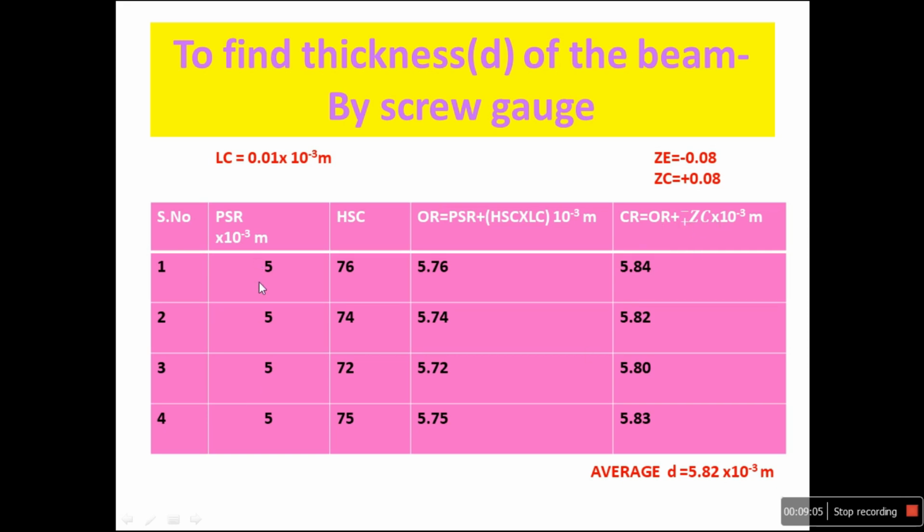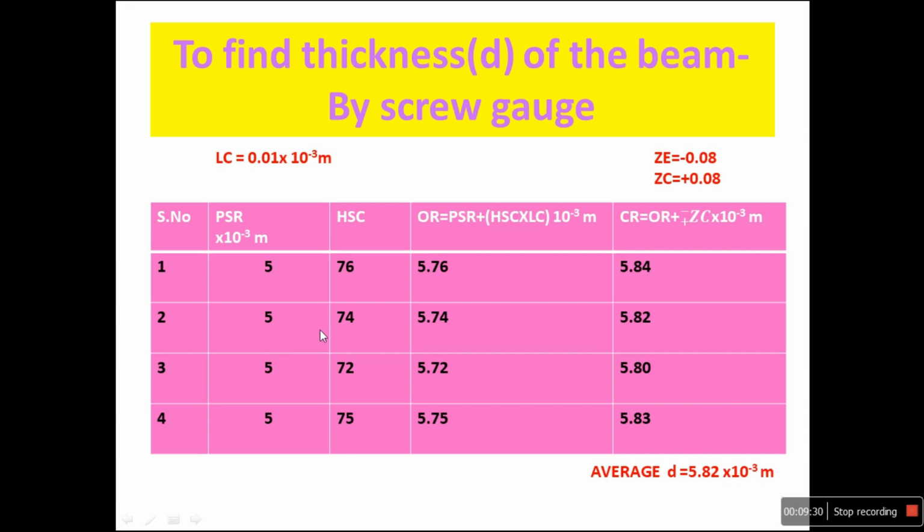So first we take the PSR reading, it is equal to 5. The PSR reading is not changing, so if the first reading is 5, it is always 5. So we put 5, 5, 5 in all 4 columns. It may change in the HSC reading. The HSC may change, or suppose you get the same reading, there is nothing wrong. So in the first reading I get 5 and the 76th division exactly coincides with the reference line.